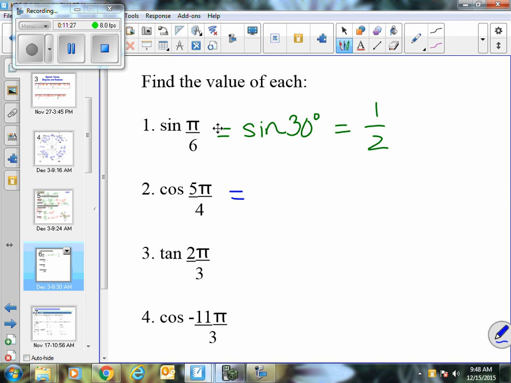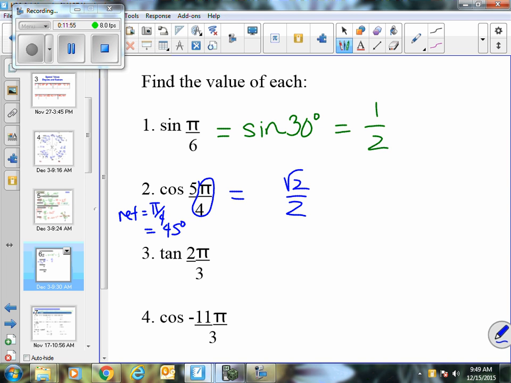So when we look at 5 pi over 4, let's kind of ignore the 5 for a second. We'll think about just the pi over 4 piece. What is pi over 4 in degrees? So again, for pi, think 180. 180 divided by 4. Our reference angle, pi over 4, is equal to 45 degrees. So I'm thinking, okay, what's cosine of 45? That's my reference angle, so that's what my ratio is going to be. So square root of 2 over 2.